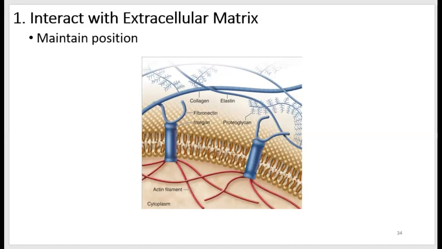This picture shows how membrane proteins are involved with adhering a cell to the extracellular matrix. Notice that the extracellular matrix has collagen, elastin, and proteoglycan molecules that bind to the cell's membrane proteins. This keeps the cell in place.